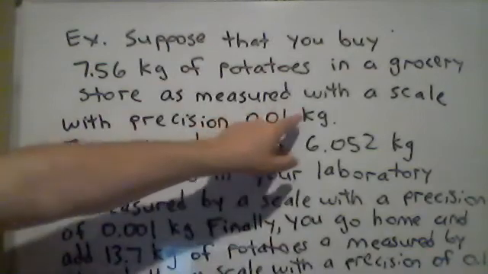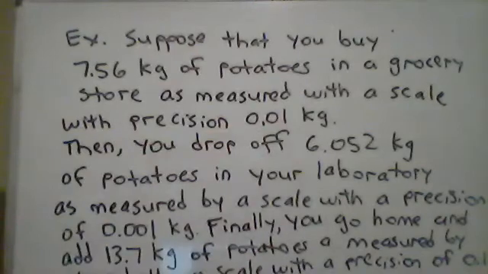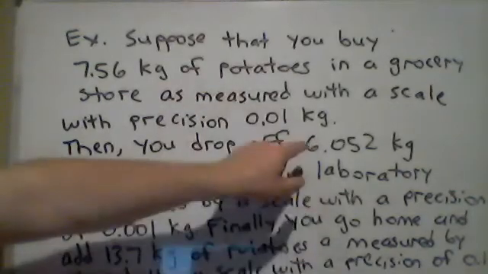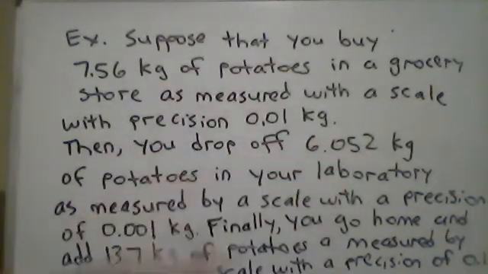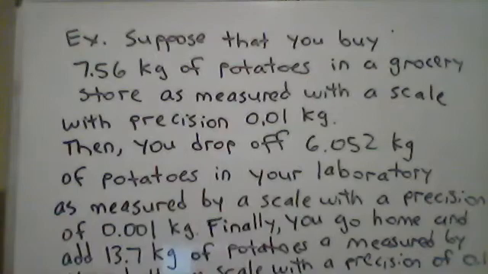by a scale at the store that's accurate within 2 decimal places, 0.01 kilograms. You go to your laboratory where you have a much more precise lab scale, and you drop off 6.052 kilograms of potatoes. That's measured by a much more precise 0.001 kilogram scale, or basically down to a gram. Finally, you go home and you use your crude bathroom scale. You add some potatoes on it, and you find out that you've added 13.7 kilograms as measured by the crudest scale in your bathroom, 0.1 kilograms. The question is, what is your final answer?